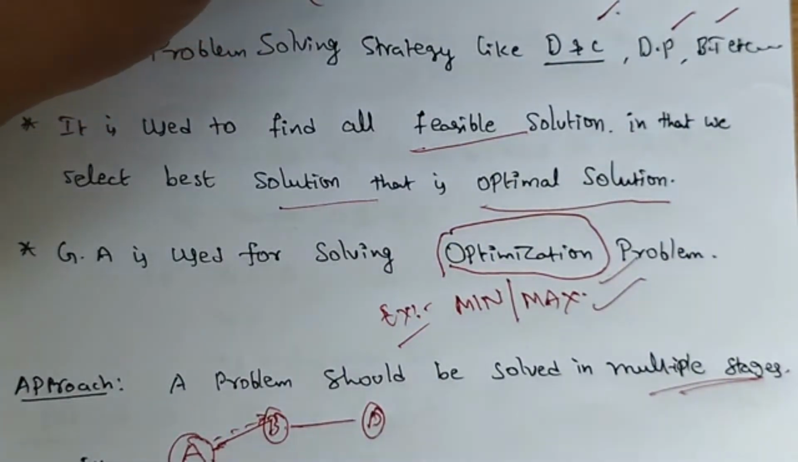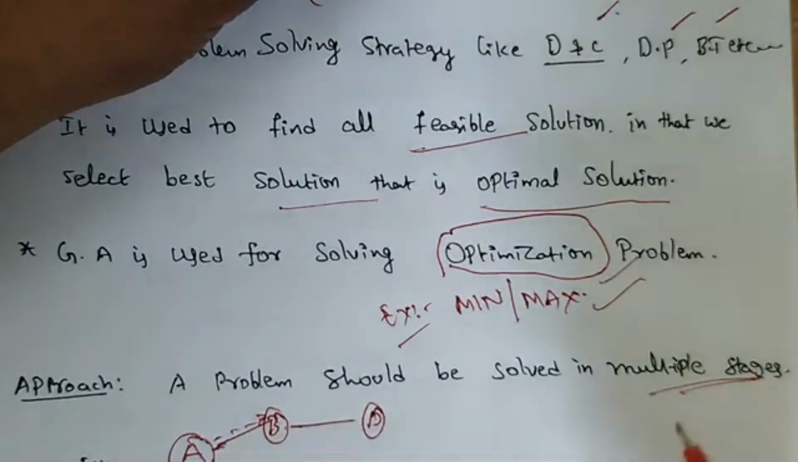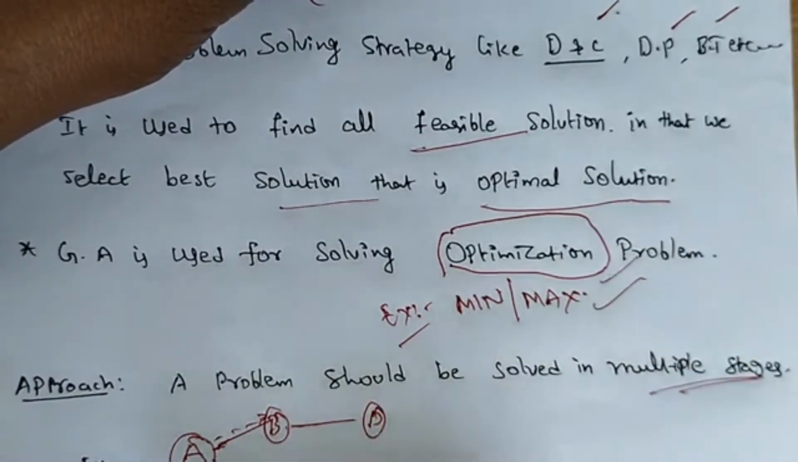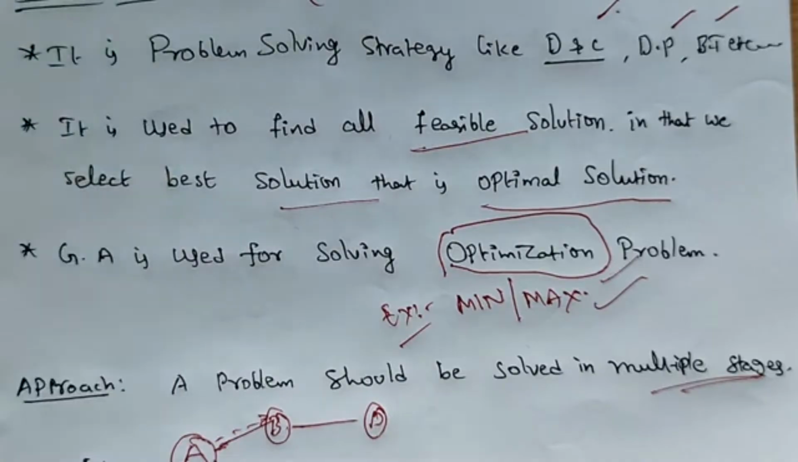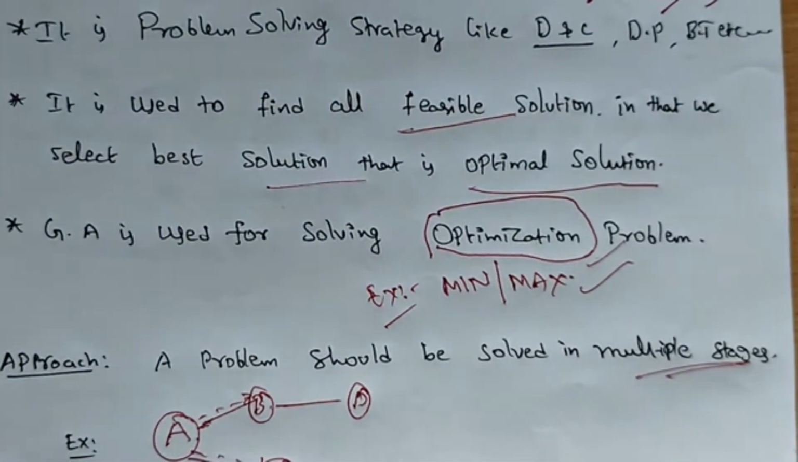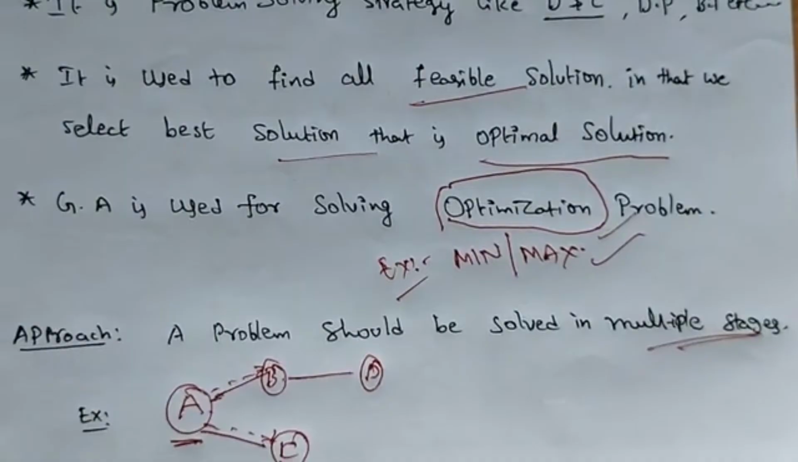In each and every stage, you make your own decisions, depending on the parameters. What are the parameters we have? The parameters are cost, distance, profit, and time. According to these parameters, we can take our own decisions in each stage.